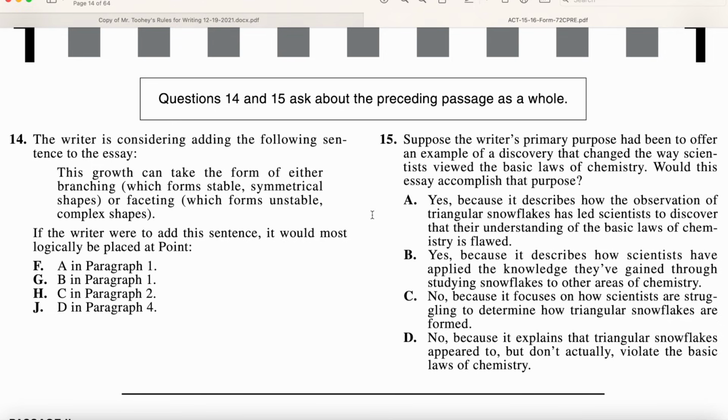It's just C or D here. That's all we have to consider. I'm not even worried about A or B. Does that make sense? Yes, sir. Okay, start with C. Go ahead and read it. No, because it focuses on how scientists are struggling to determine how triangular snowflakes are formed. What do you think about that? No. It just doesn't make a ton of sense. Hopefully D sounds better. Try D. No, because it explains the triangular snowflakes appear to, but don't actually violate the basic laws of chemistry. That makes sense. There you go. That's the one. That's the main idea there for sure.